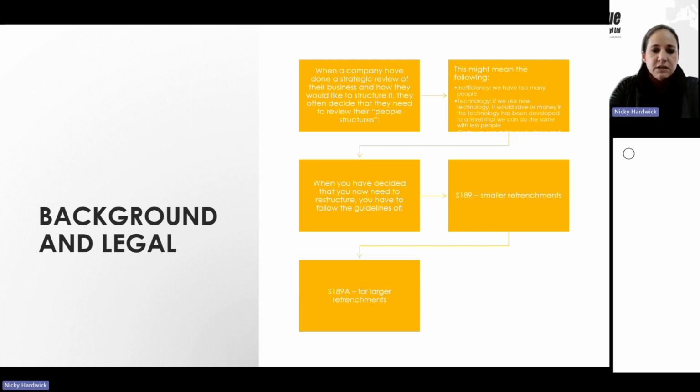What is key to understand about processes with retrenchments is that there are two types of, in inverted commas, retrenchment processes. The one is for a smaller retrenchment and the other one is for a larger retrenchment. The requirements for larger retrenchments are obviously much more in depth, and it's really important that when you are deciding what type of retrenchment, before you can even have conversations, before you can issue letters, you need to decide on which side of the fence you are falling in terms of the process that you need to be following.